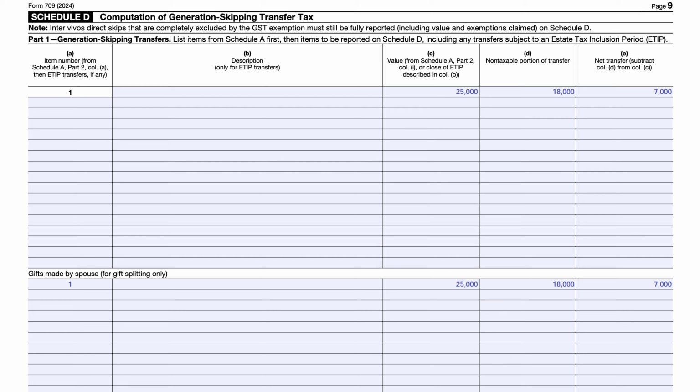So, in other words, there's a GST lifetime exemption, generation skipping transfer tax, that's equivalent to the lifetime gift tax. So even if you have a direct skip that would be completely excluded, you still have to report it, even if you're not going to end up paying taxes on the gift.